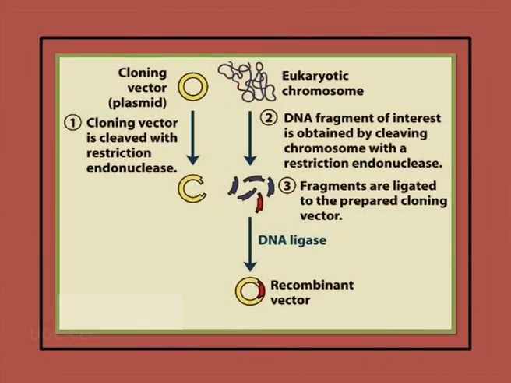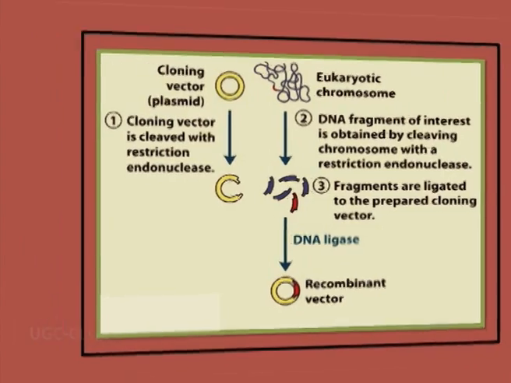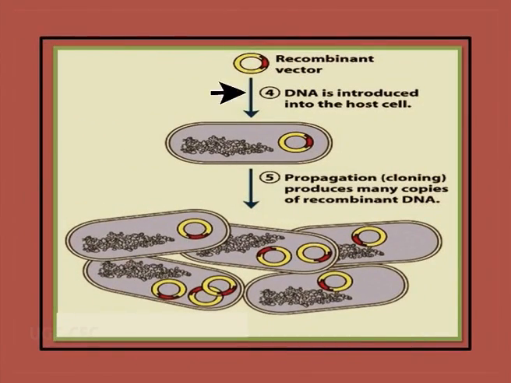So precisely, if you follow the steps, herein we have a cloning vector. The easiest cloning vector that is used is a plasmid. And the second one is a eukaryotic chromosome wherein we are going to select the gene of our interest. This cloning vector is cleaved with a suitable restriction endonuclease. Similarly, the eukaryotic chromosome is also cleaved with restriction endonucleases. These two fragments are then ligated and lead to the formation of a recombinant DNA. This recombinant vector is then introduced inside the host cell, and as it gets inside the host cell, it propagates inside the host cell, and this leads to the completion of cloning.